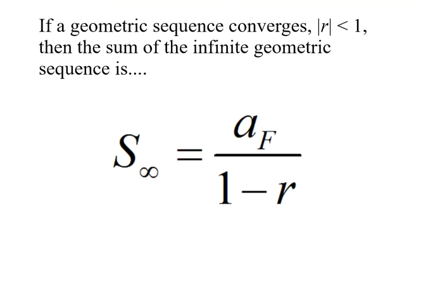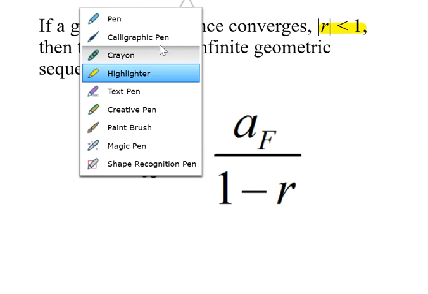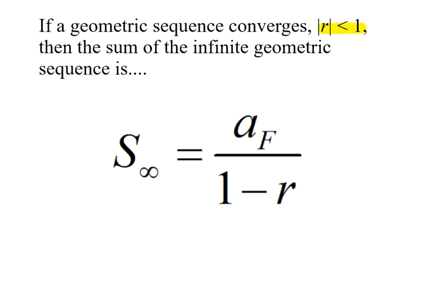And again, an infinite geometric series will only converge if the absolute value of r is less than 1. That's really saying, in other words, that r is stuck between -1 and +1. And that makes sense, because the only way to add up infinitely many things is if they're getting smaller, not bigger.